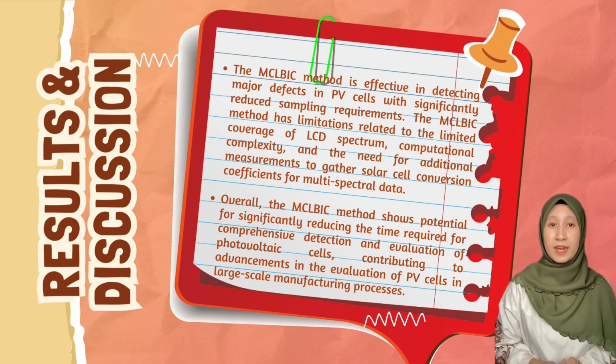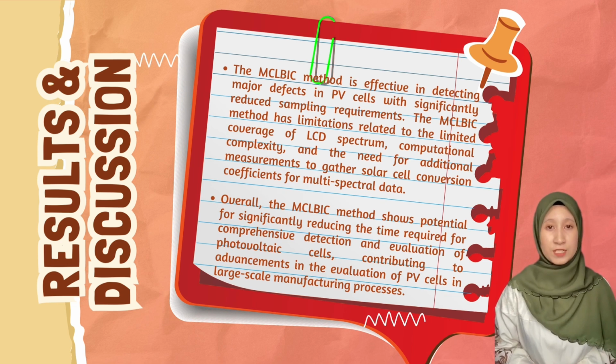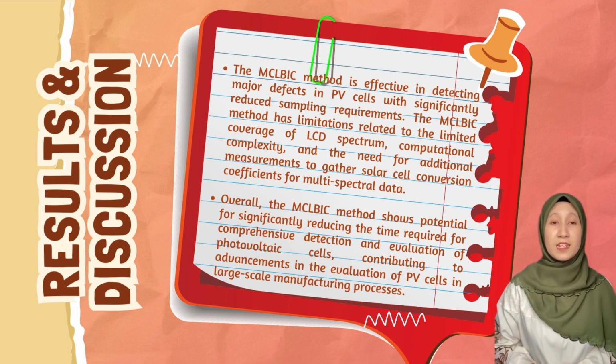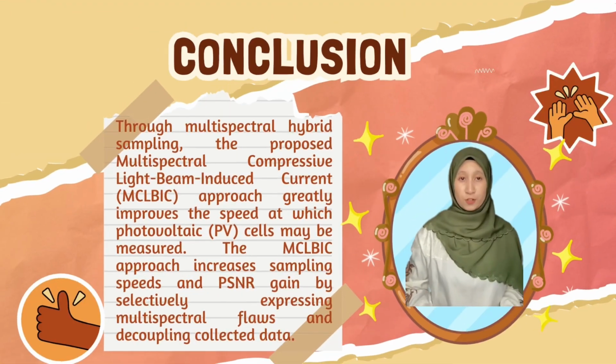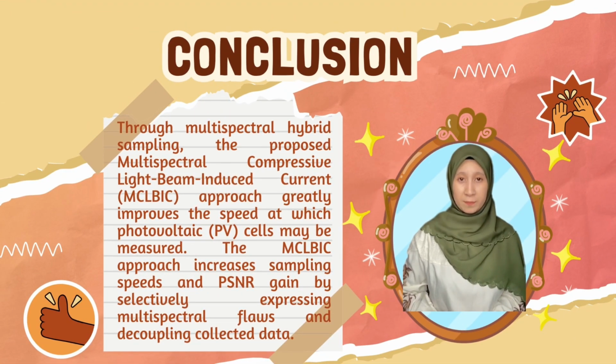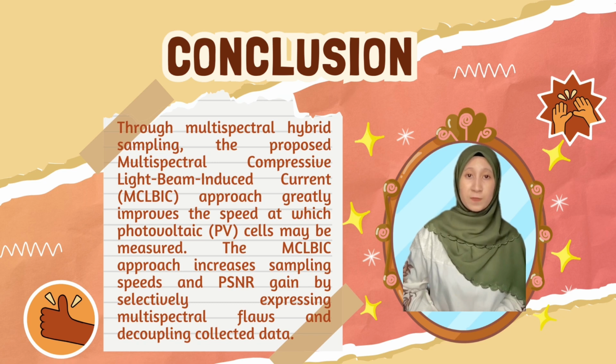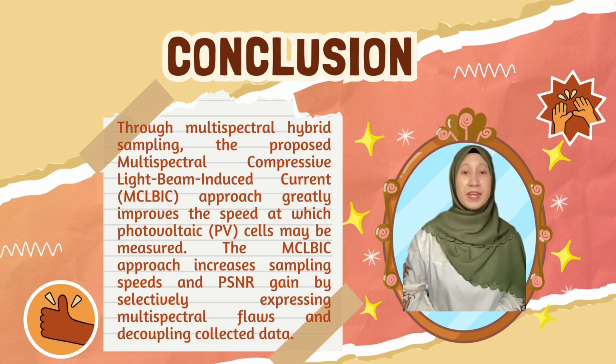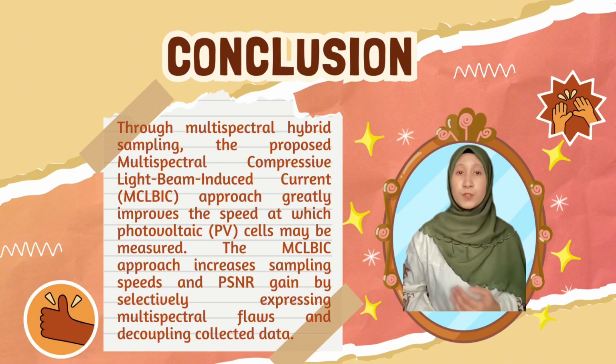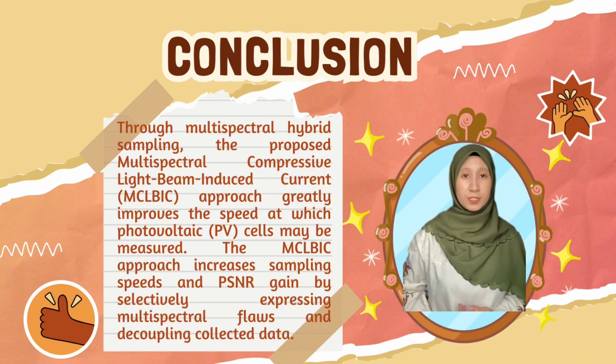Overall, the MCLBIC method shows potential for significantly reducing the time required for comprehensive detection and evaluation of photovoltaic cells, contributing to advancements in the evaluation of photovoltaic cells in large-scale manufacturing processes. In conclusion, through multispectral hybrid sampling, the proposed multispectral compressive light beam induced current (MCLBIC) approach greatly improves the speed at which photovoltaic cells may be measured.